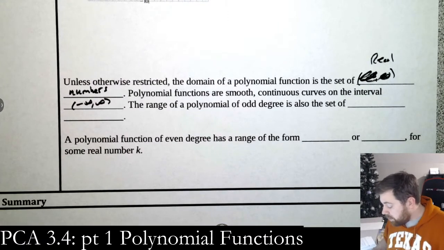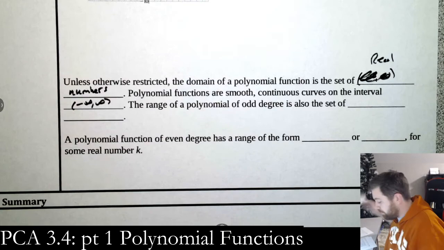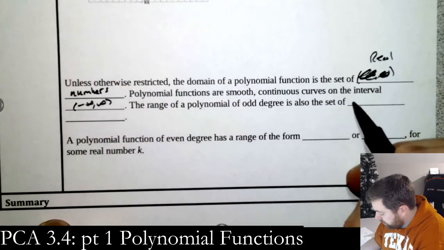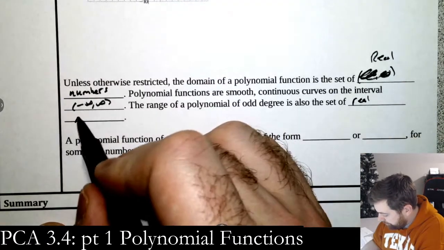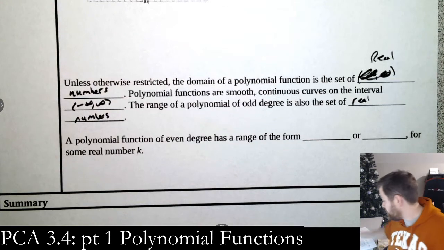In the range of all the odd ones, just like in that first thing, these are all the odd ones again, right? The range of that one is also the set of real numbers. Okay, and that's just in general. You should pick that up from the 3 examples that we did.